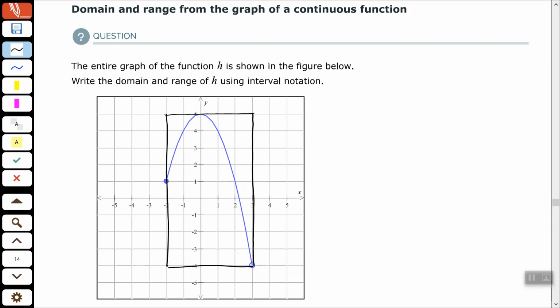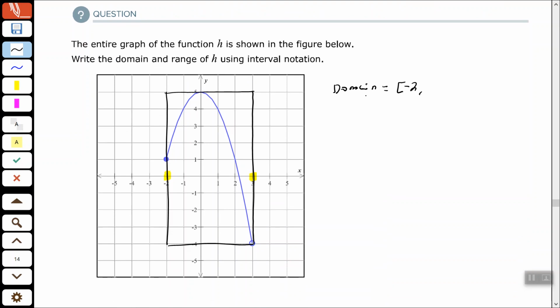From there, you look at your x-axis for your domain. I notice to the left, I have a filled in circle, so I will use a bracket to include -2, and it goes all the way over to 3. But when I look down at 3, I have an open circle at 3, so I'll use a parentheses beside 3. So a bracket at -2 because I have a filled in circle, and then an unfilled circle at 3, so I have a parentheses there for my domain.